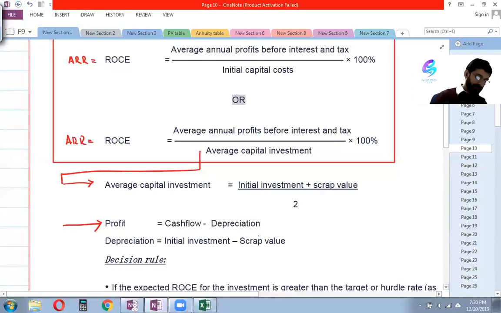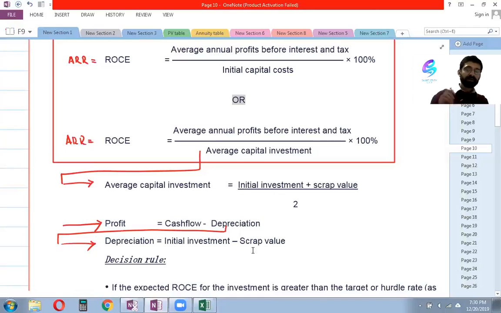Let's say, for example, you are also not given the depreciation figure, because profit is cash flow minus depreciation. So if you're not given the depreciation figure, that's how you calculate it. Initial investment minus the scrap value. You might be thinking, well, that's not what we used to do in financial accounting, because in financial accounting, you were calculating the depreciation for 1 year. And now you are calculating the depreciation for the whole project.